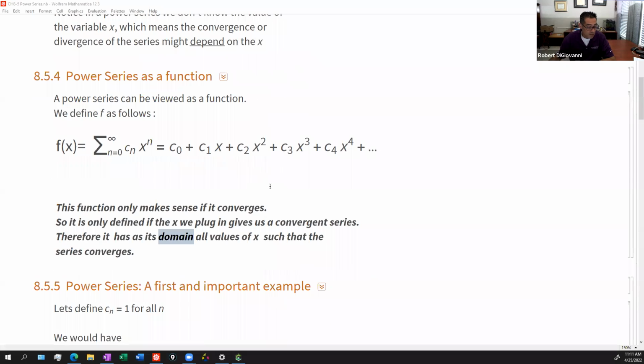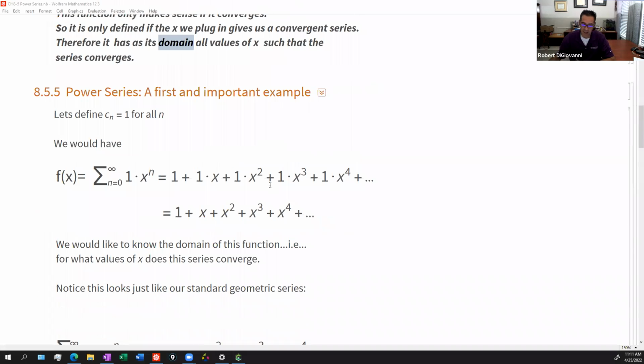Okay, so I'm going to give you your first example, and this is the easiest example of any power series you could have, and that is the power series where I'm going to define that c sub n in front to always be the number 1, right? So all power series look like this.